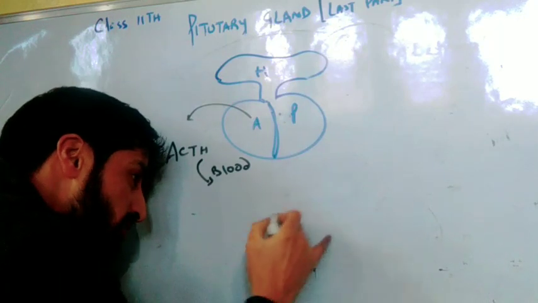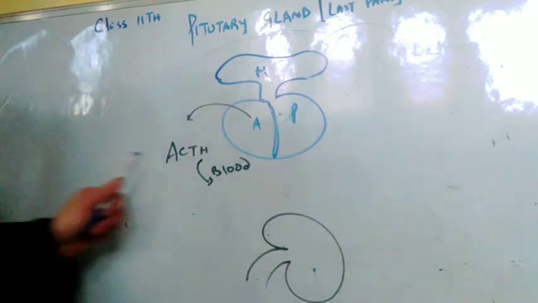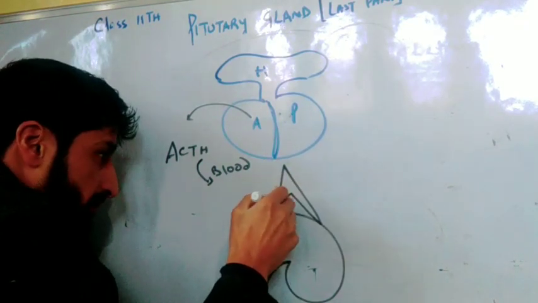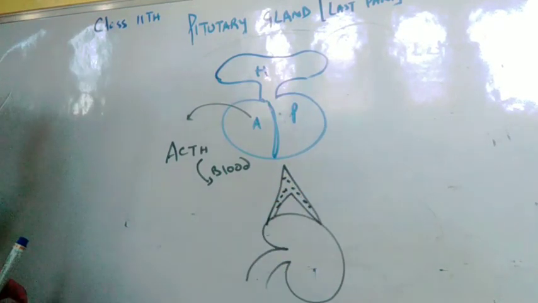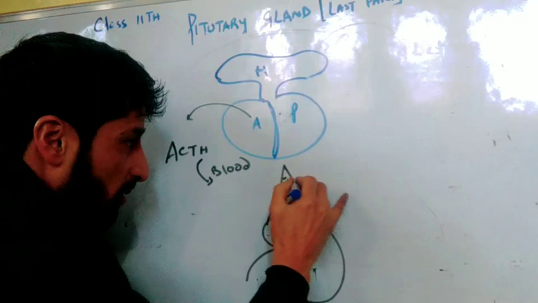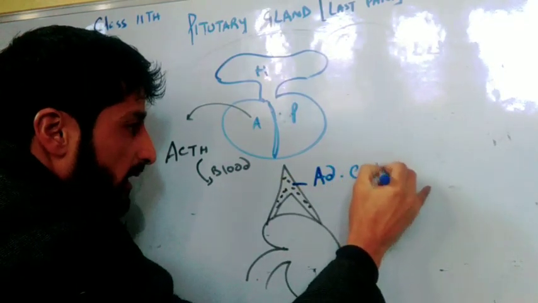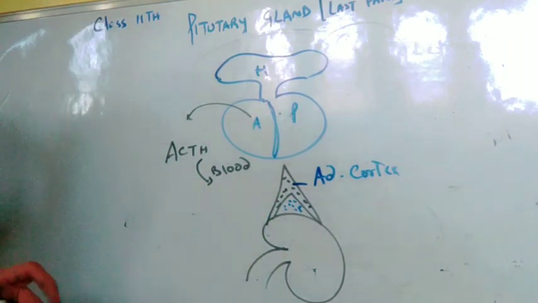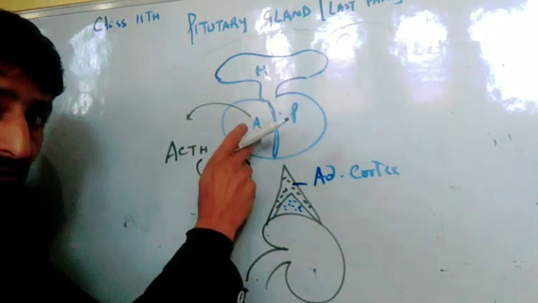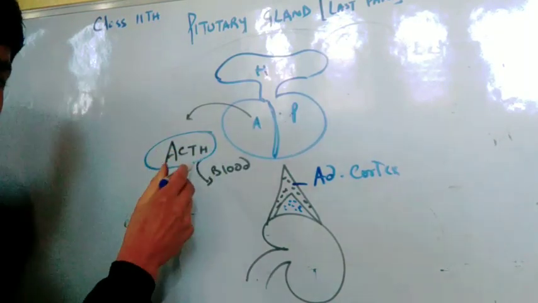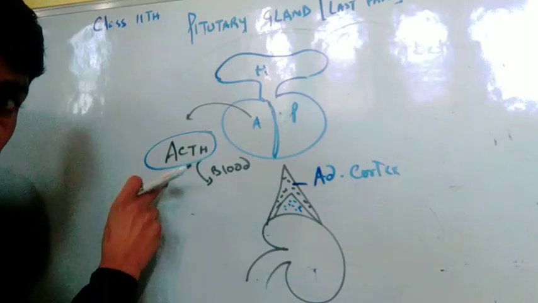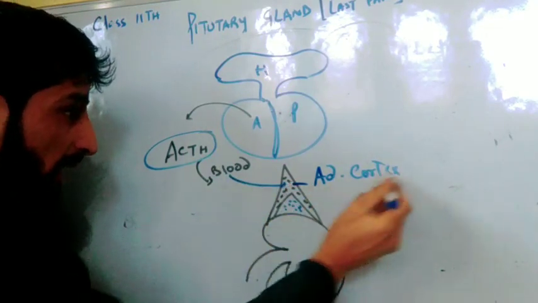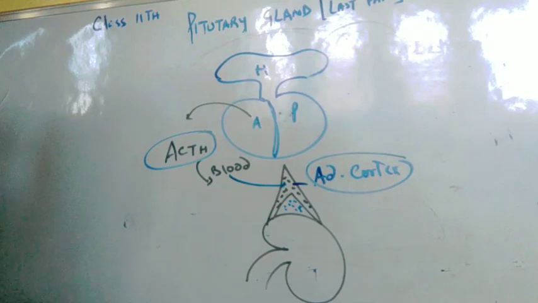The target organ for adrenocorticotropin hormone is this gland, which you call the adrenal cortex. Here it is the adrenal medulla, this part. But here we are focusing on the adrenal cortex. What happens is that from the anterior lobe of the pituitary gland, adrenocorticotropin hormone, ACTH, is produced. This is a proteinaceous hormone. This is then drained into the blood like other hormones. Blood takes this to the target organ. The target organ here is the adrenal cortex.